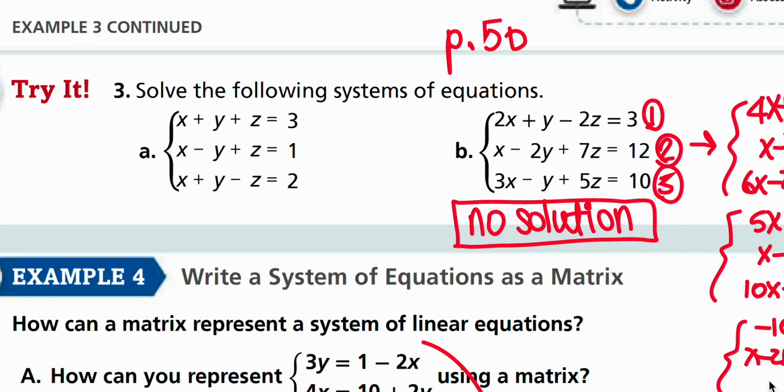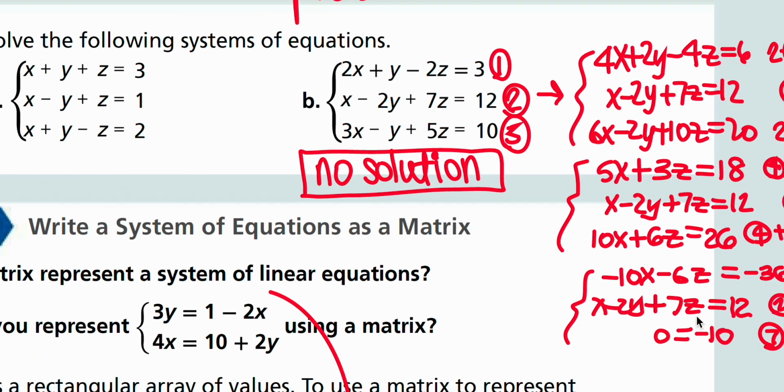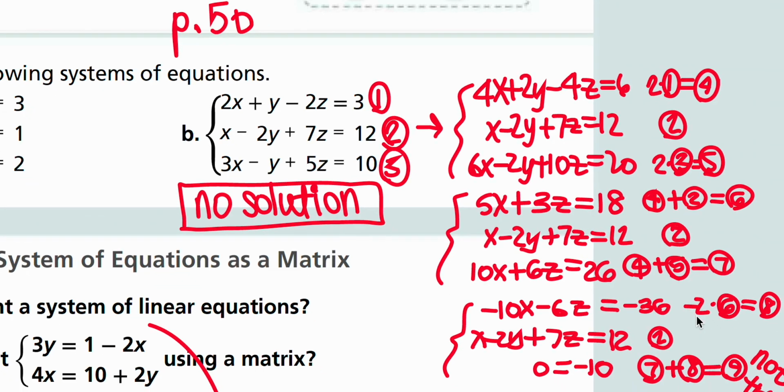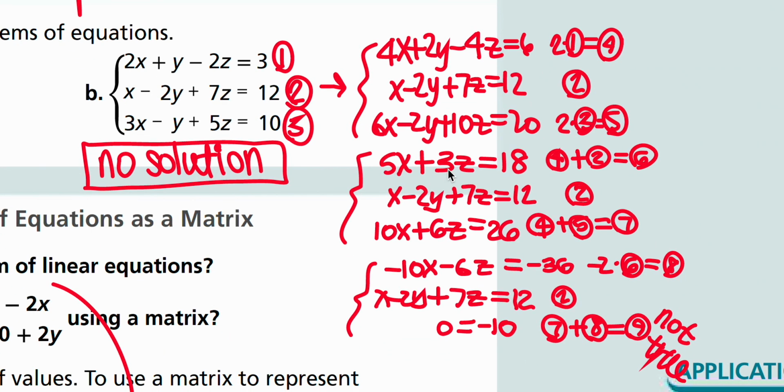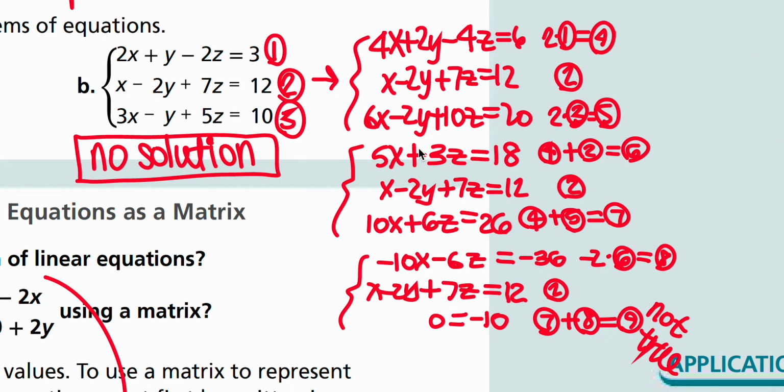Wanted to add more explanation about try number 3B, where we had no solution. This is on page 50, for the example 3, try B. So if you organize your steps properly, you will be able to come to a point where you will see a 0 equals to negative 10, which is not true. So if you see any equation like that, there's no solution.